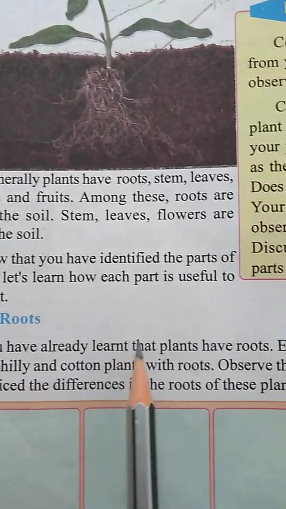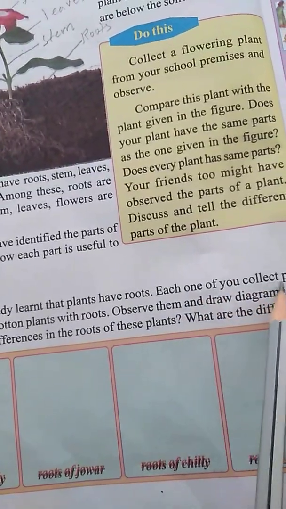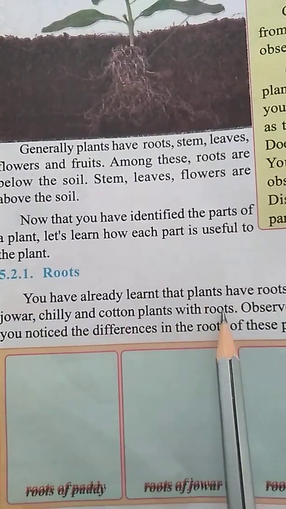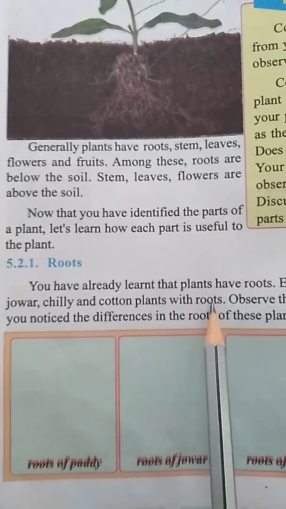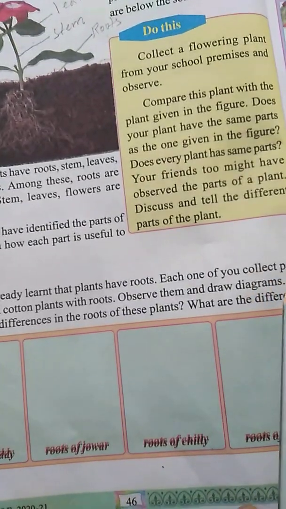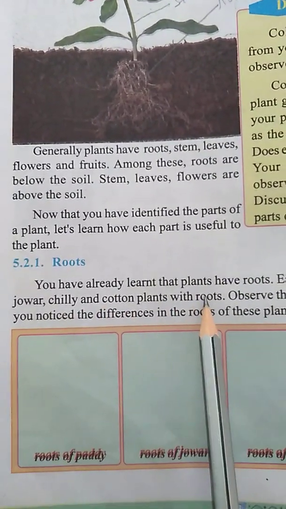You have already learned that plants have roots. Each one of you collect paddy, jowar, chili and cotton plants with roots. Understood, children? These different types of plants you have to collect. What are they? Paddy, jowar, chili and cotton plants with roots.